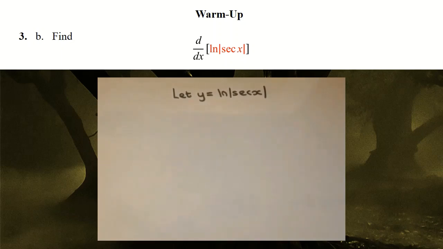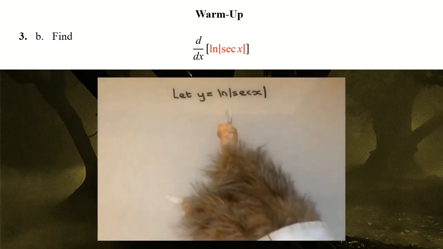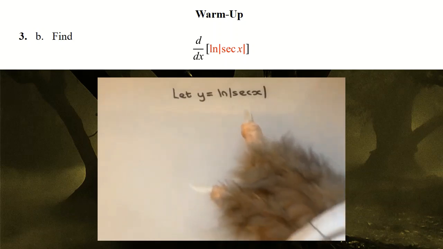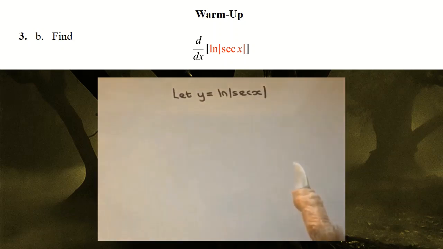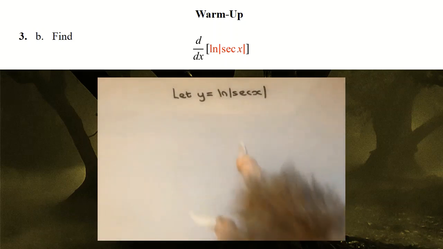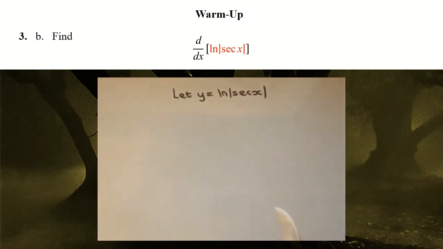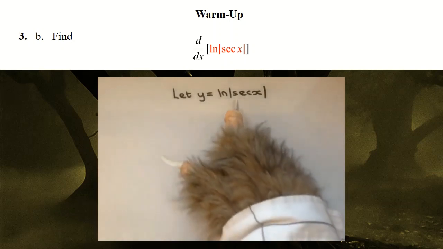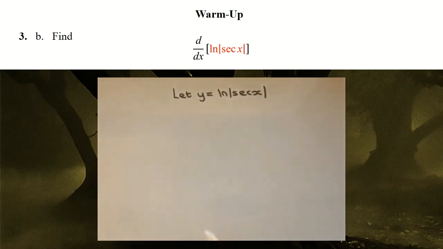Alright, so in this question we're asked to differentiate the natural log of sec x. So notice we've got the modulus signs here. Now this is a precaution because the natural log of a negative number does not exist. There are no real solutions for that. So because sec x can actually be negative, we have to take this precaution and put the modulus sign to make sure this is well defined.